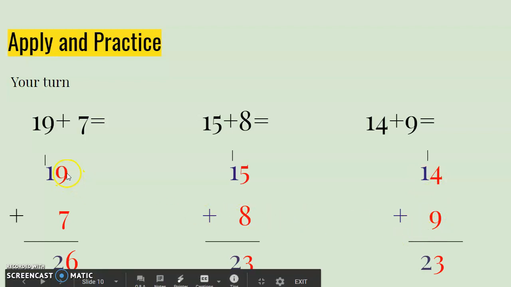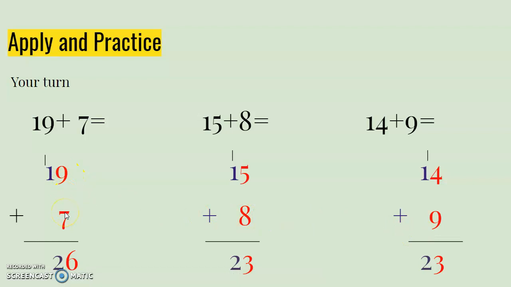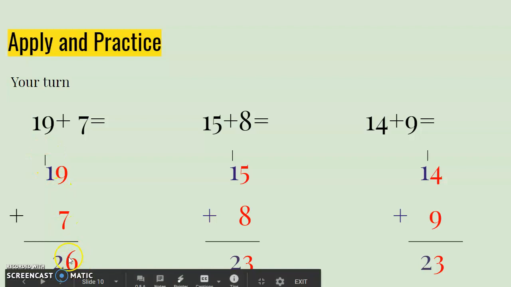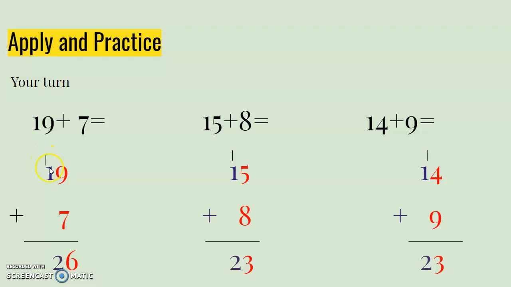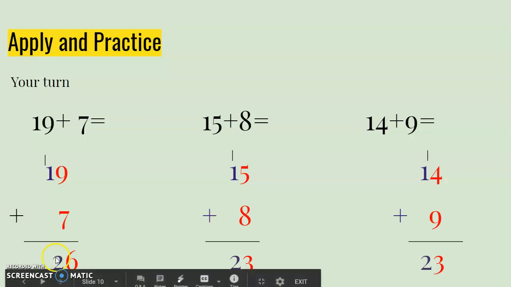So if you take a look, 9 plus 7 is 16. 16 is a 10 and 6 ones, so I'm going to put the 10 over here, and 6 ones. Now I'm going to add the tens column, and I've got a 10 from the 16, and a 10 from the 19, and 2 tens makes 20. So 19 plus 7 is 26.